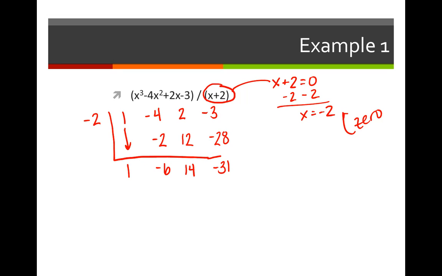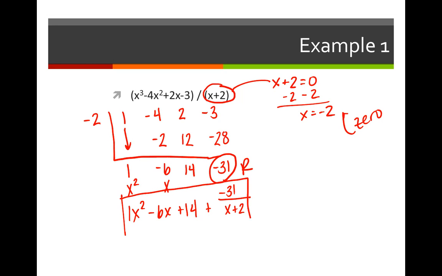Then I have to put my variables back in. You can think of this in one of two ways. This last number here is always going to be the remainder, and then you count up from there. So this would be our constant term, this would be our x term, this would be our x squared term. I would write it as 1x squared minus 6x plus 14 plus my remainder of negative 31 over whatever we were initially dividing by, same idea as the long division, so over x plus 2. And that would be my final answer.